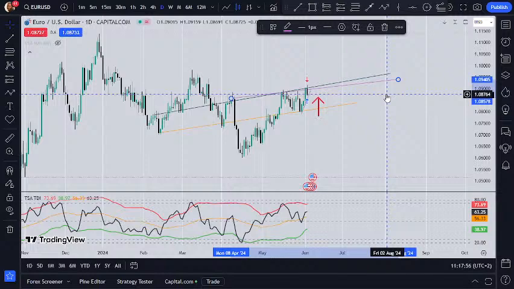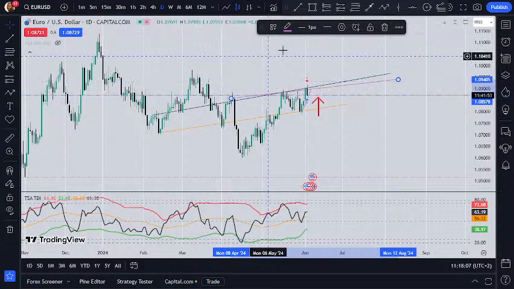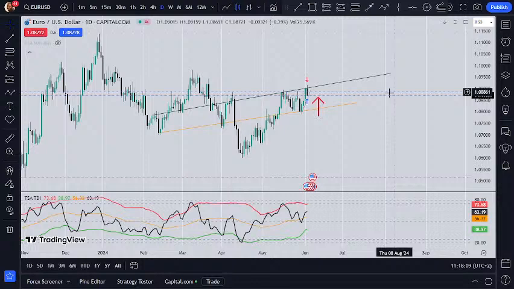This is where ICT comes in. You know how price action starts moving away, you break lower lows. That you should know. So let me just leave it the way it is.